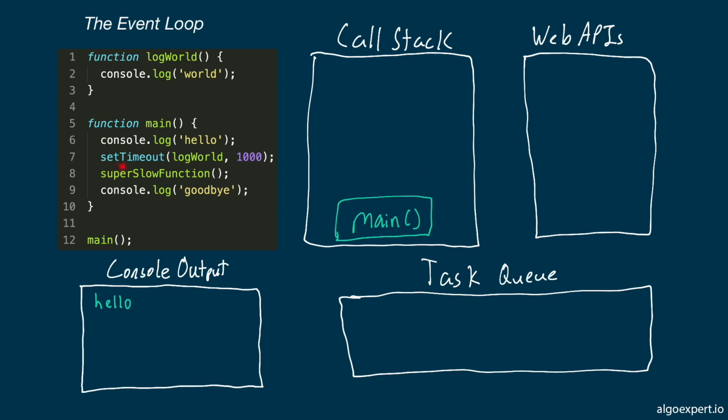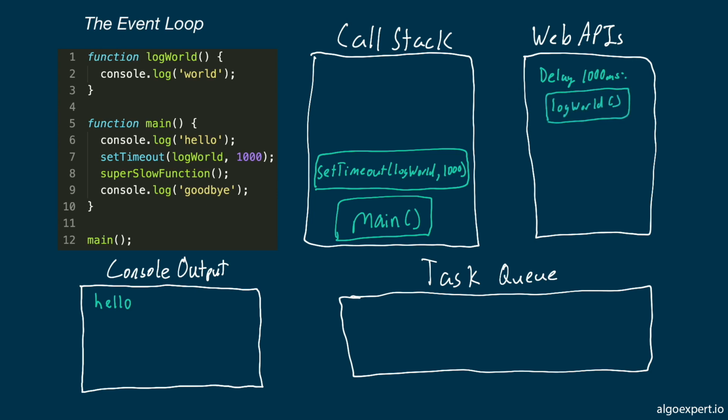Next, we call setTimeout with logWorld and a 1-second delay. This is pushed onto the call stack. Then from here we call our web API, giving it a 1-second delay, as well as the logWorld callback. The web API will keep track of this, so setTimeout can safely be popped off of the call stack.